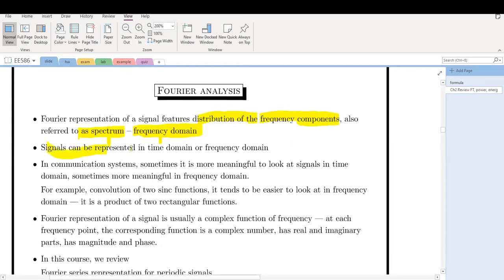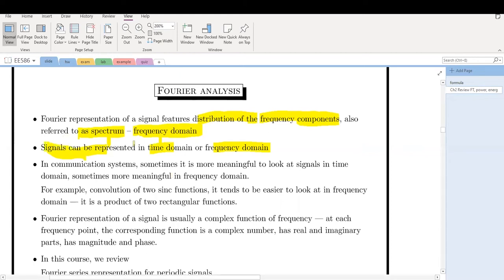Signals can be represented in the time domain or the frequency domain, so both ways. Think about our hands, which have two sides, the front side and the back side. When we look at our hands, we can look at the front side, and we can also look at the back of our hands. Considering both sides, we are looking at our hands. It's the same thing with signals.